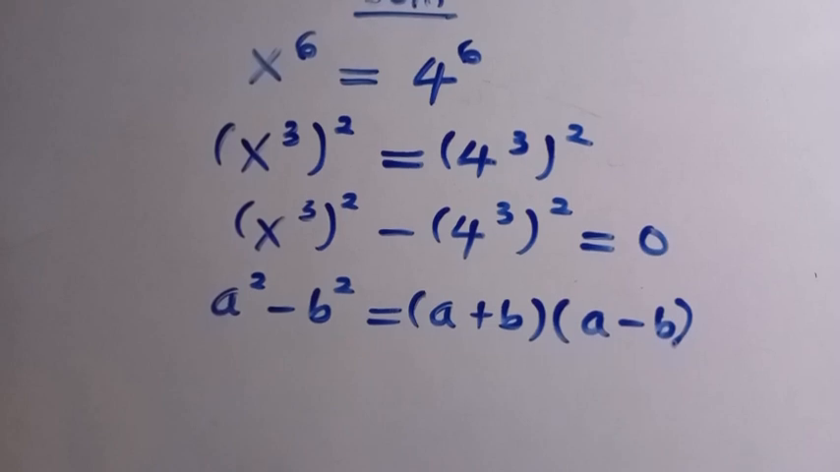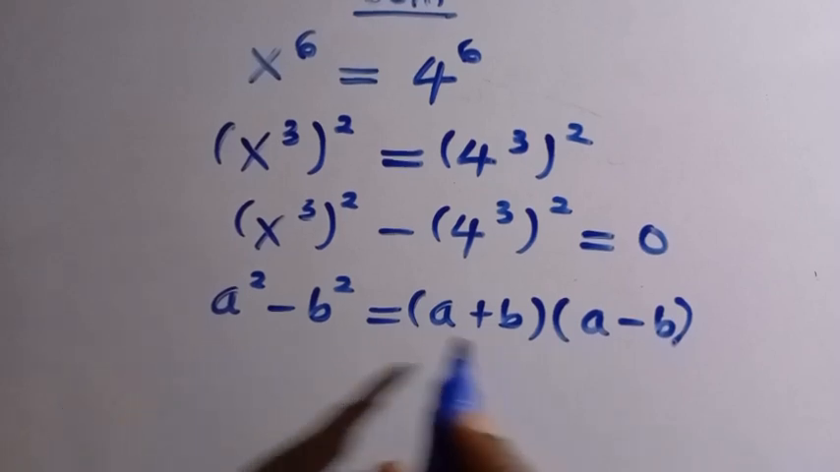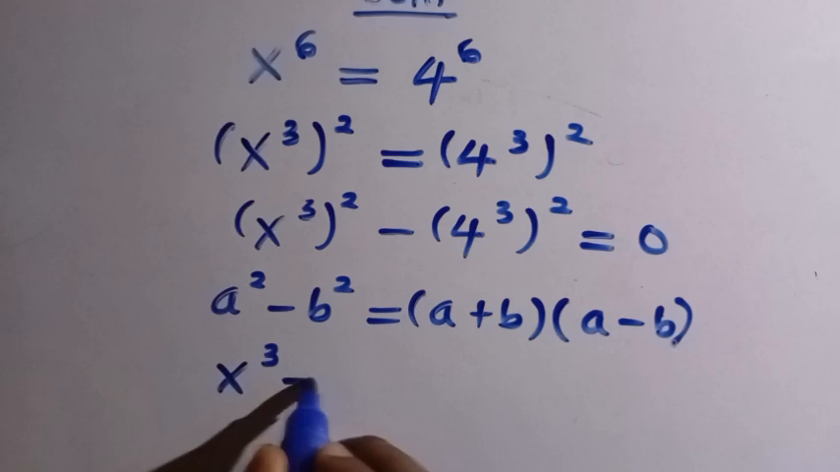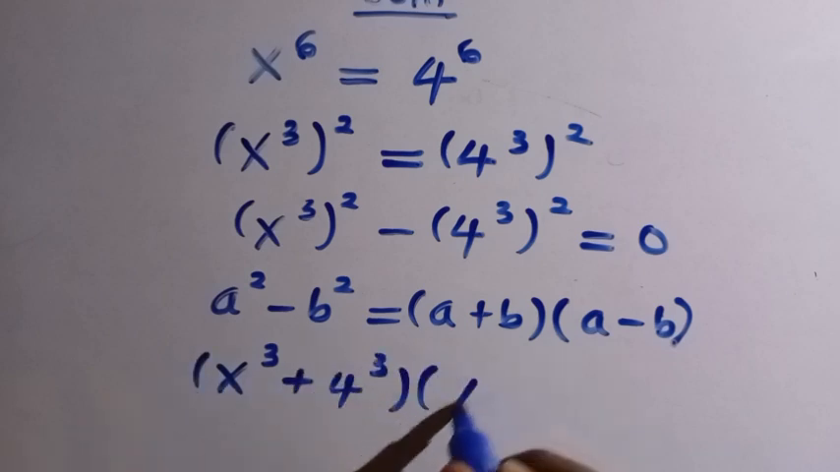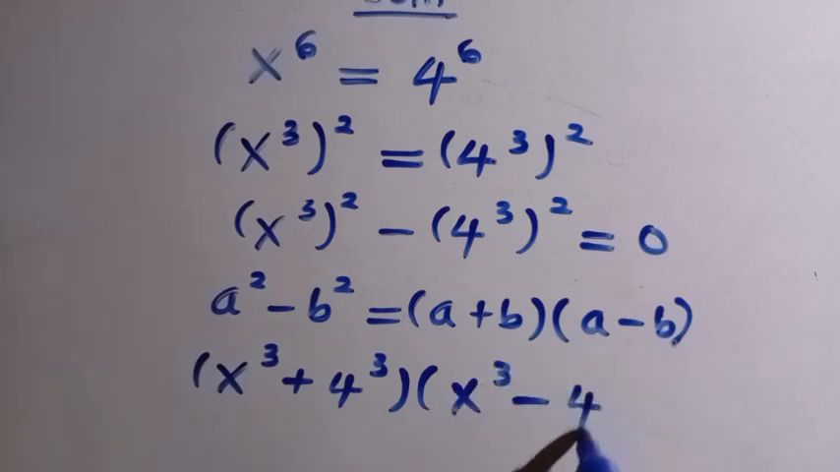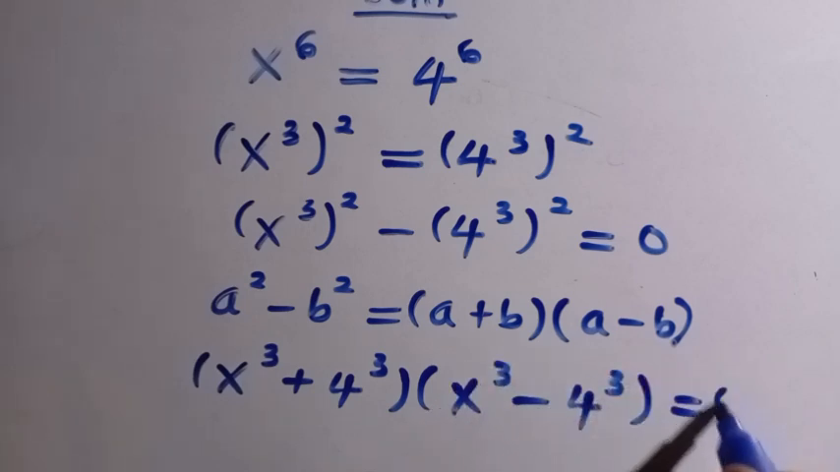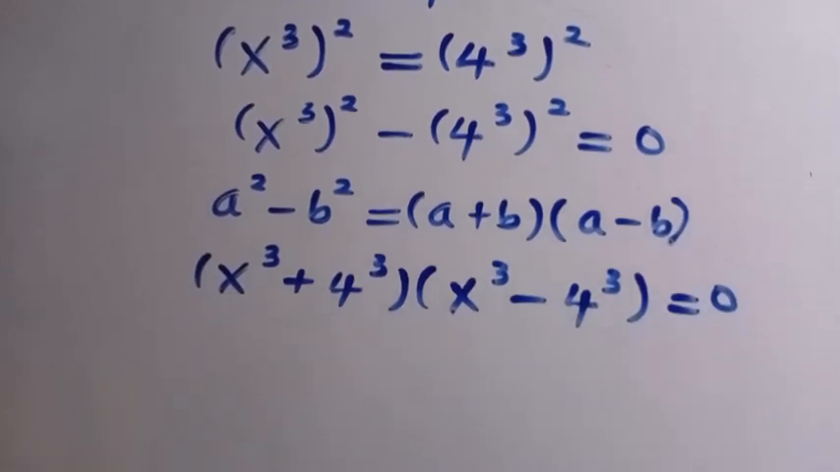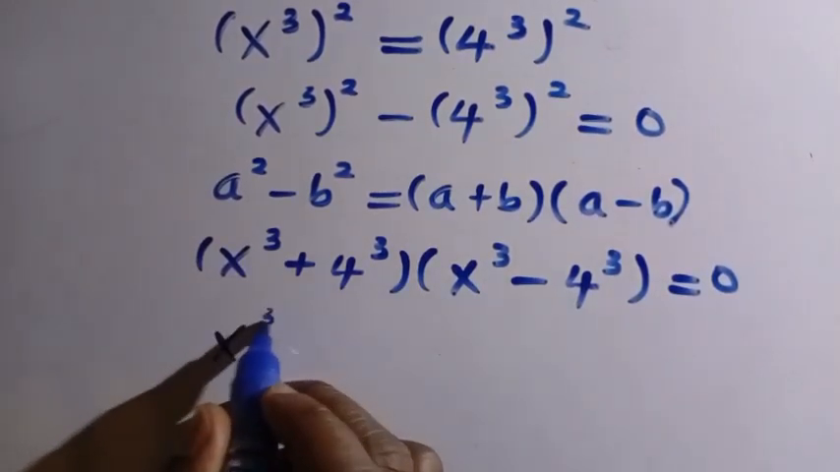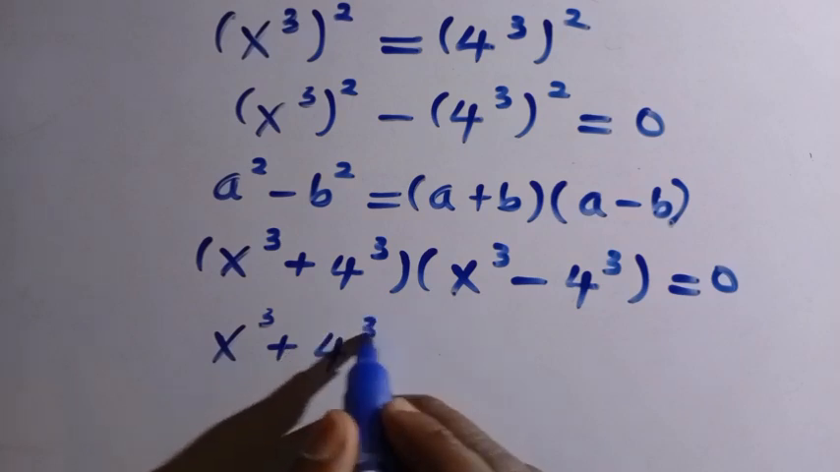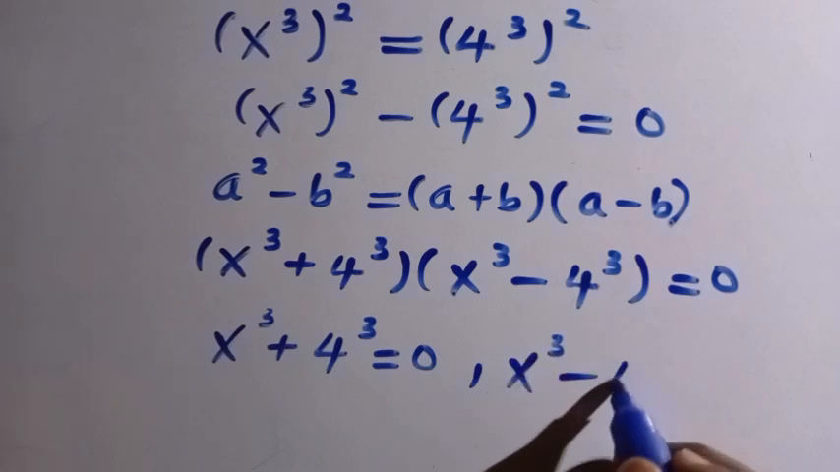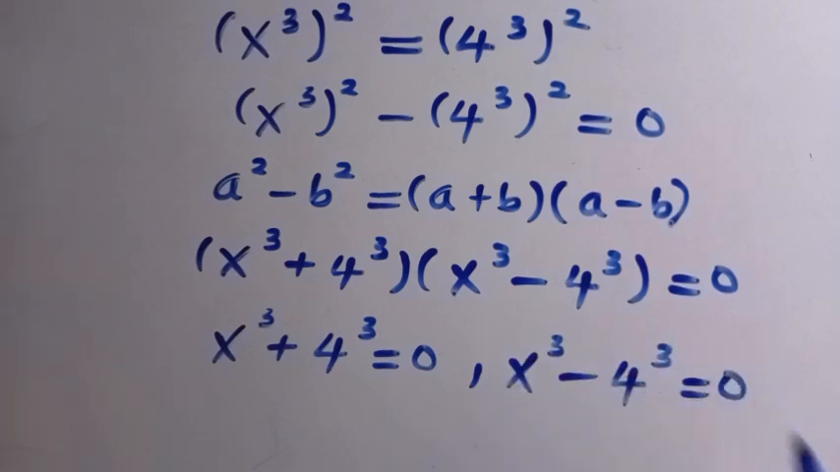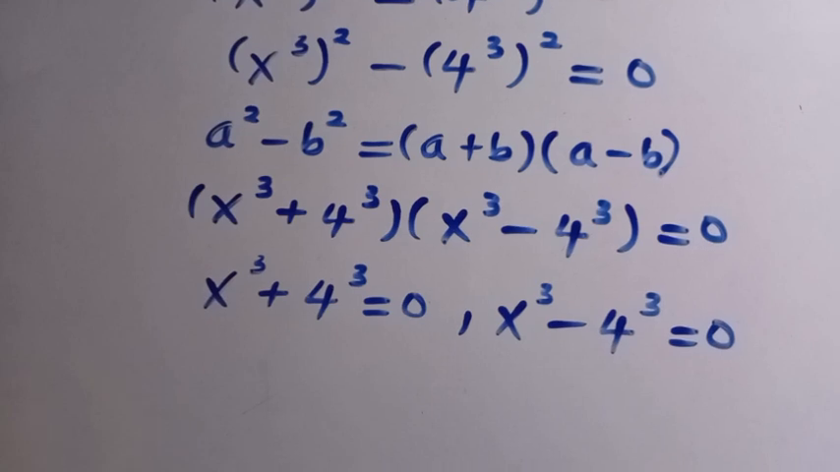So we call this the difference of two squares. Then we apply it here. So for this, we have (x power 3 plus 4 power 3) multiplied by (x power 3 minus 4 power 3) equals 0. So then we are going to let x power 3 plus 4 power 3 equals 0, or x power 3 minus 4 power 3 equals 0. So we need to provide all the solutions to this, since what we have is x power 6.